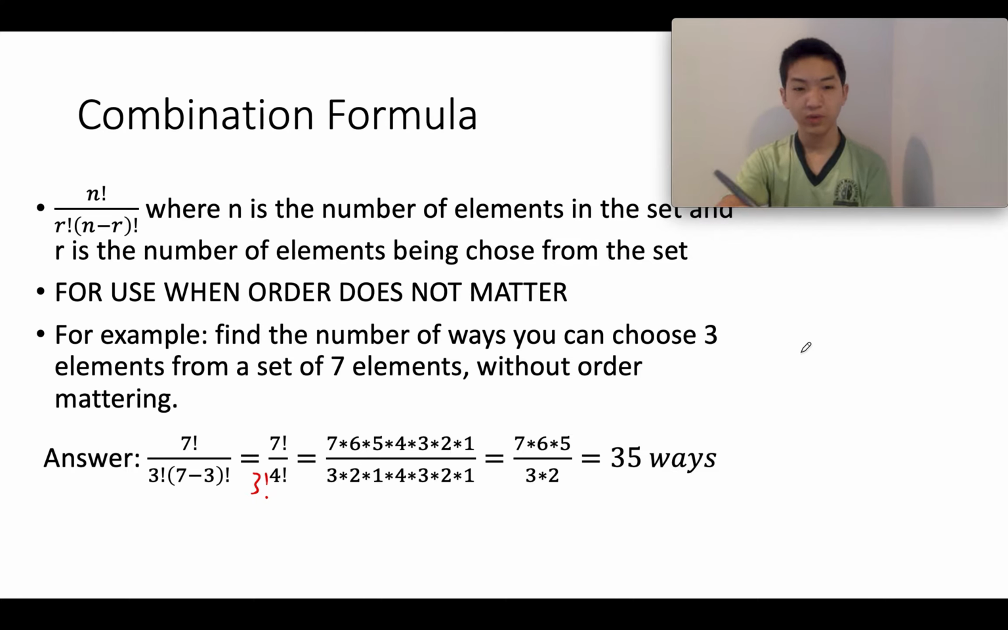And then that's the numerator. And on the denominator we have 3 factorial here, which is 3 times 2 times 1. And then we have 4 factorial here, which is 4 times 3 times 2 times 1. So after canceling the stuff from both sides, we can cancel the 4, or we can just cancel this whole thing, we get 7 times 6 times 5 over 3 times 2, which is equal to 35 ways.